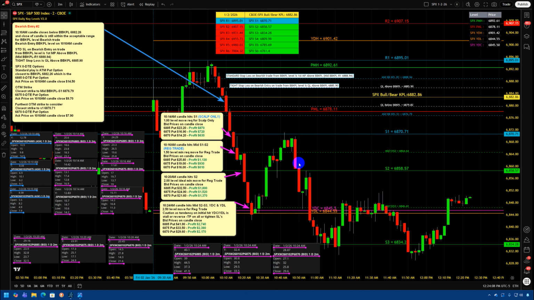And then as you see later, on the second attempt, it slices through it, goes all the way down to S3, and then it's kind of meandering around from that level, not really taking a significant bounce as of yet, but on the first hit.